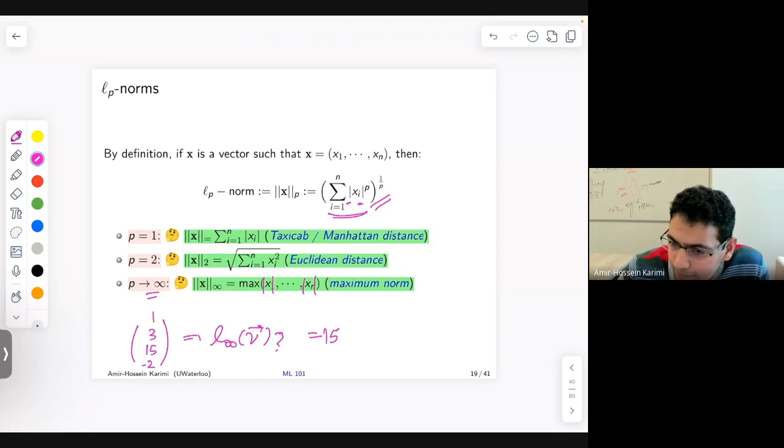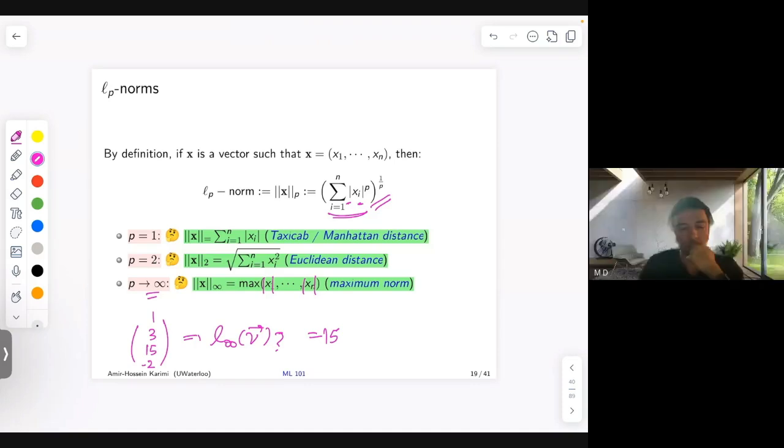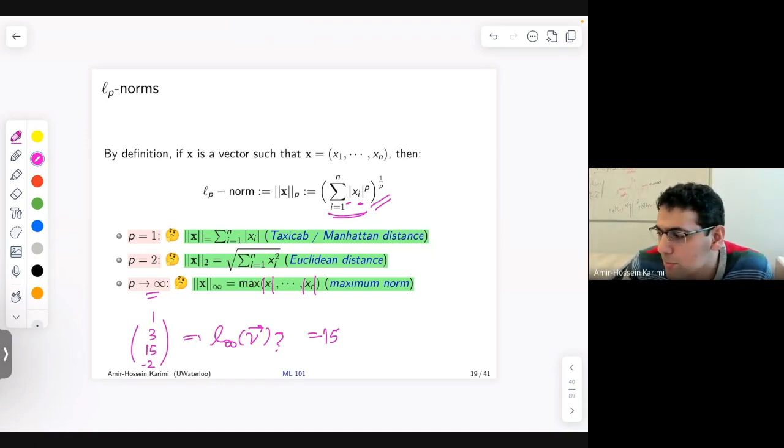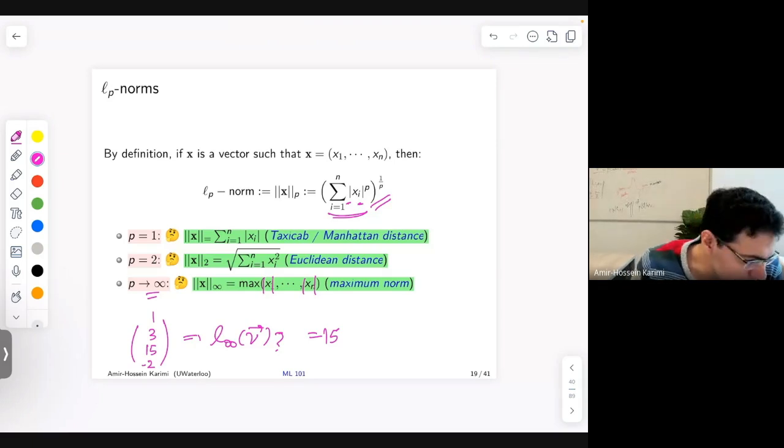Yes, Mohammed. What's the application of this maximum norm? I kind of get the L1 and L2, but the L infinity, what's... Someone give me a case where the maximum norm would be important for us to understand. That's a good question. Where would we want to use the maximum norm?